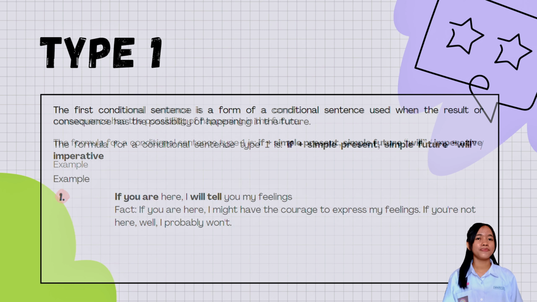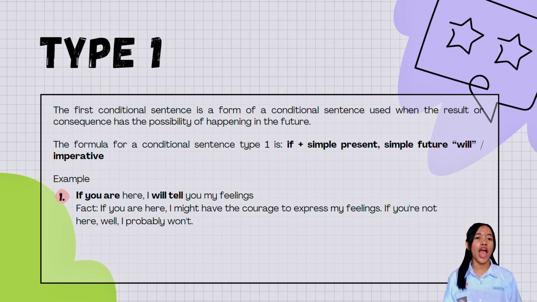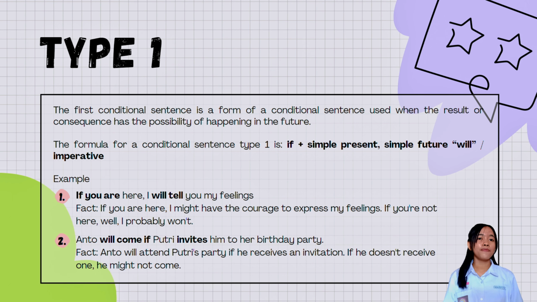The first, if you are here, I will tell you my feelings. The fact, if you are here, I may have the courage to express my feeling. If you are not here, well, I probably won't. The second, Ada will come if Putri invites him to her birthday party. The fact, Ada will attend Putri's party if he receives an invitation. If he doesn't receive one, he may not come.